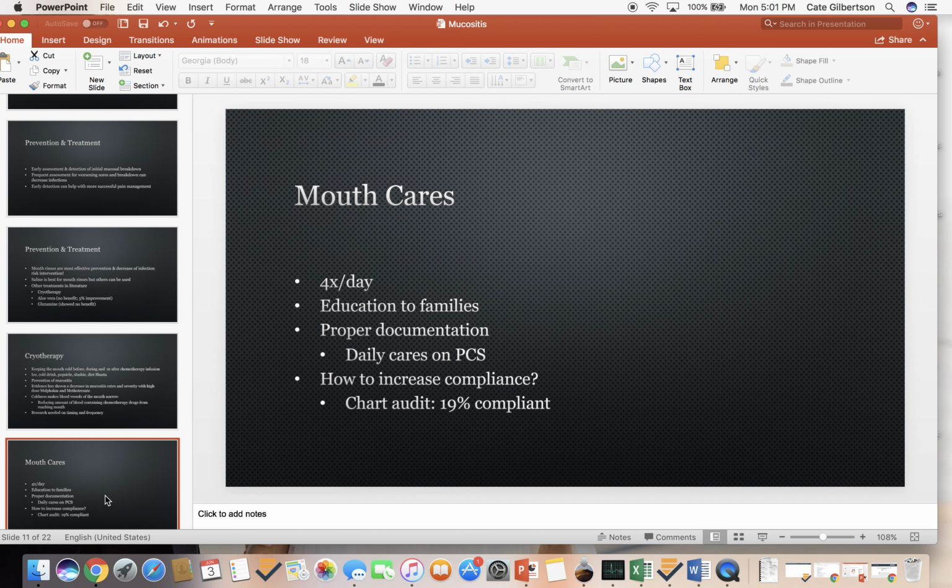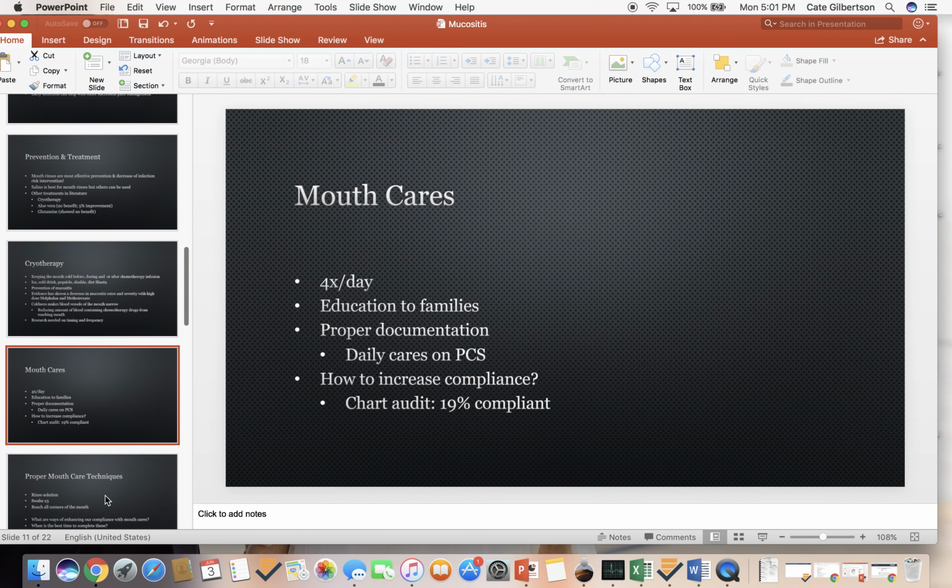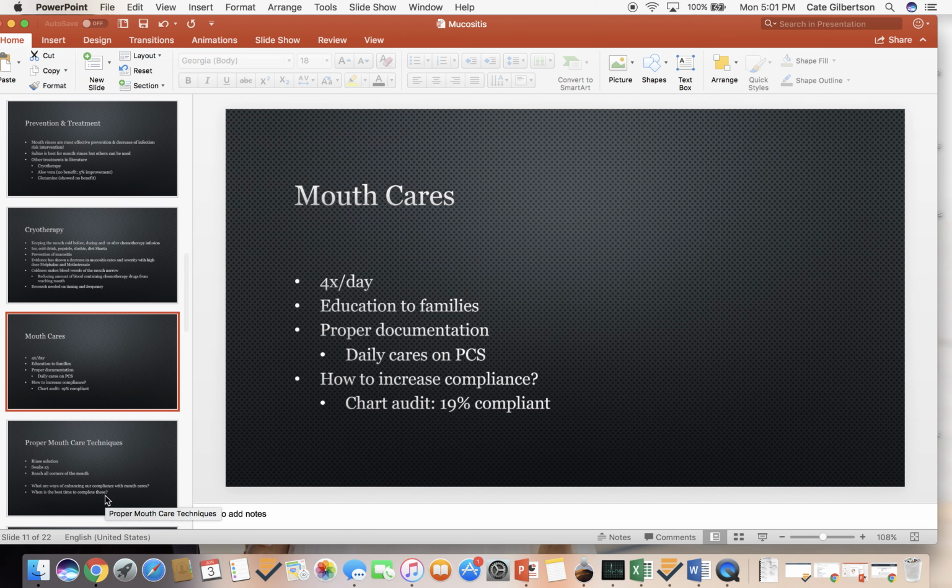The other thing we're going to really increase is the education we give to families. When patients are admitted, we have an admission packet that we go over with them.